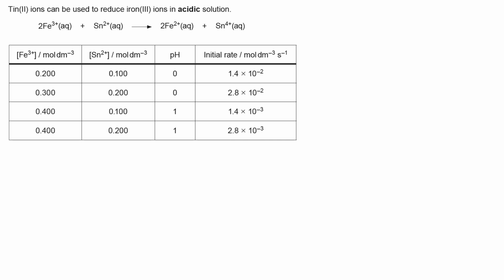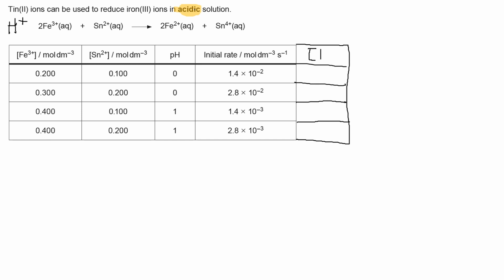You've got the reaction of Fe3+ with Sn2+ under acidic conditions. That's really important. It's under acidic conditions, which means that there are H+ ions present. You are given the pH in your table, so the first thing I would do is convert your pH into H+. So it's the concentration of H+.